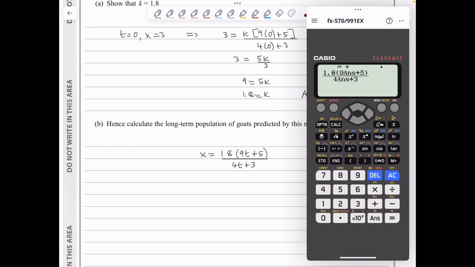So we are mimicking the behavior of x as t gets infinitely large. I press the equal sign, I get 4.05. So all of this simply means that as t tends to infinity, x tends to 4.05, and since we are talking about 1,000s of goats, the population would be 4,050 goats for the long-term behavior of the model.